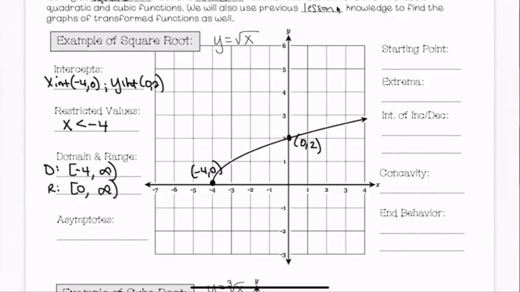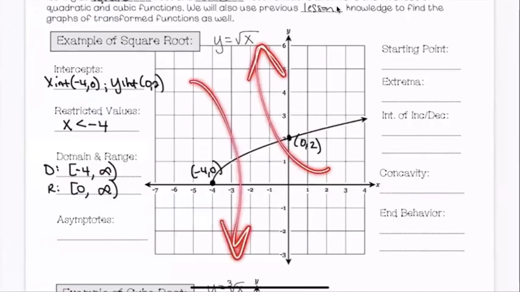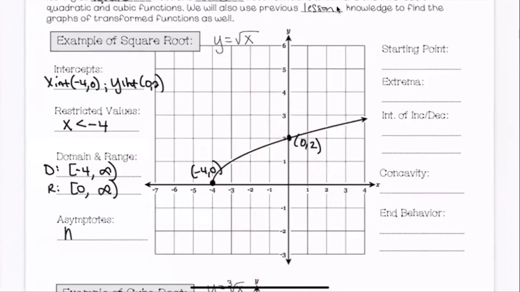Next are asymptotes. Remember, asymptotes are discontinuities within the graph that make the graph veer off towards infinity like this. We don't have any of those for either of our root functions, so we're just going to put none, and that's going to be true for all of them.